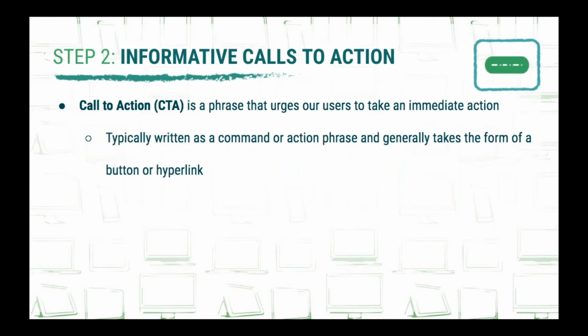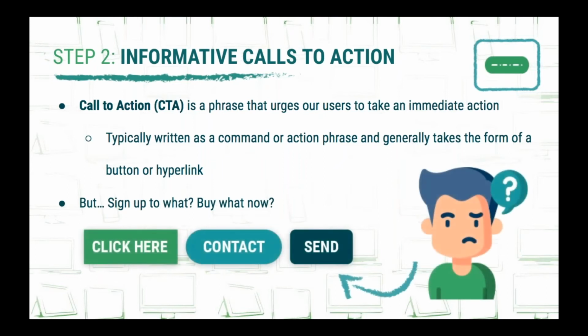Now, the problem with most CTAs is that such phrases as sign up or buy now are very unclear when they stand alone, as we established previously that some of our users tab link to link through our site, taking our CTAs out of context. Sign up to what? Or buy what now? Instead, you may want to label a button with a call for a quote instead of simply click here. This way, when a screen reader reads the button, the user knows exactly what they're clicking on.